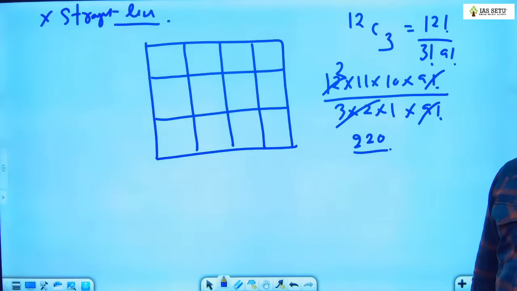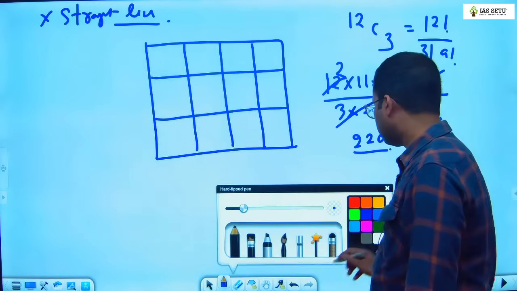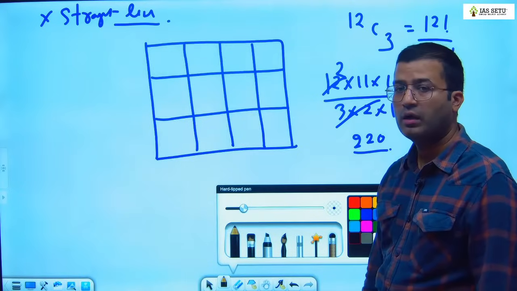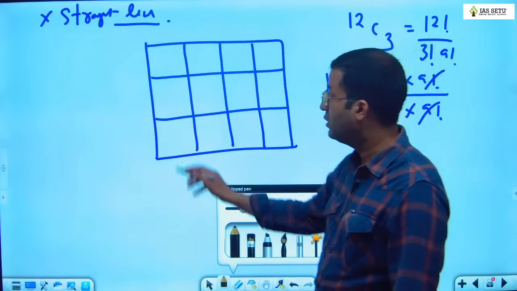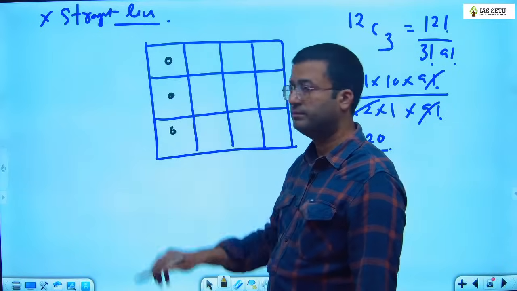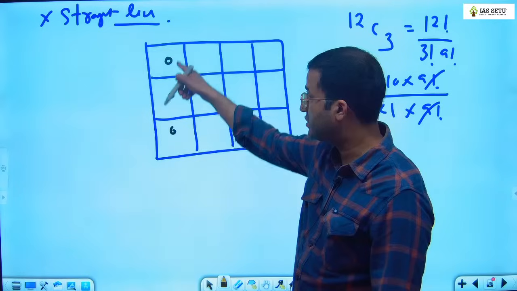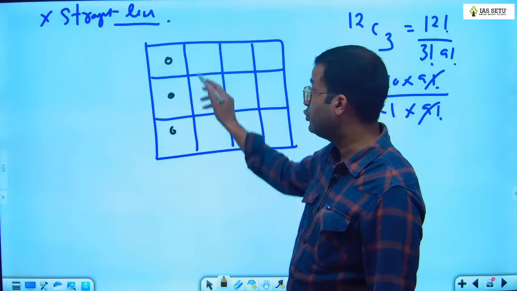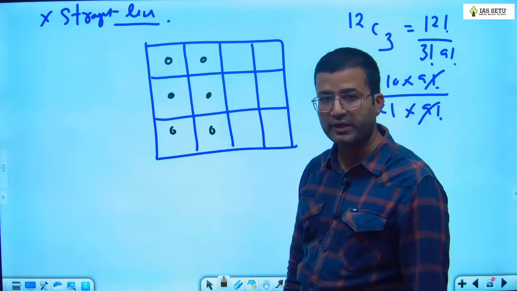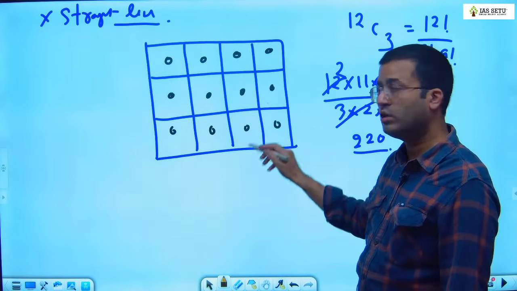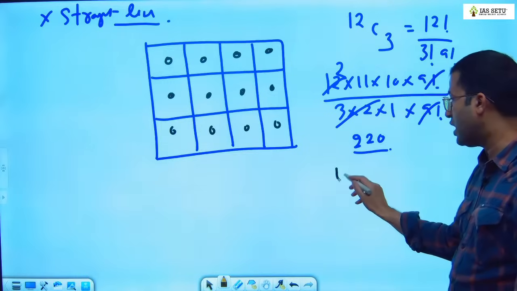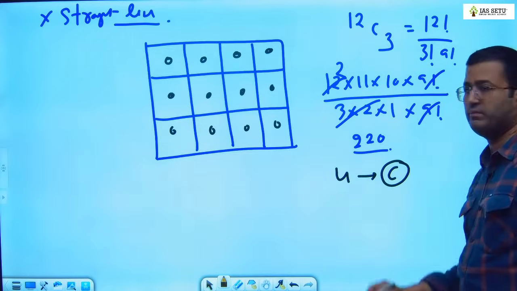That is the total. But there is a condition that all 3 balls should not be in a straight line. Now let us see how we can put 3 balls in a straight line. You can put them in this column, this is one way. You can put them in this column, second way. Third way, fourth way. So that is 4 ways if you put along the column.